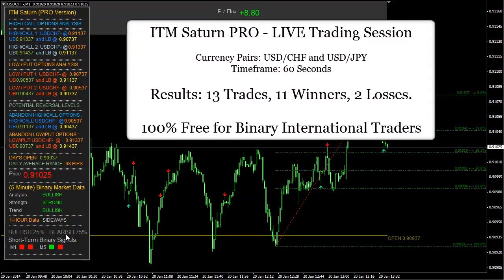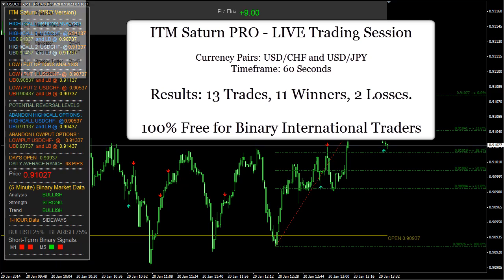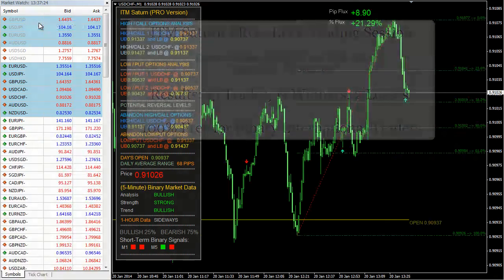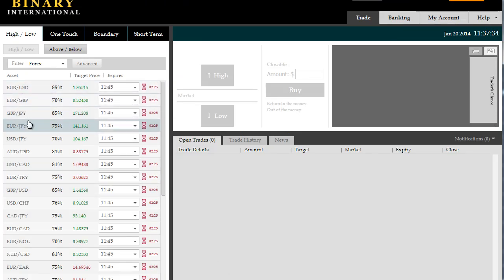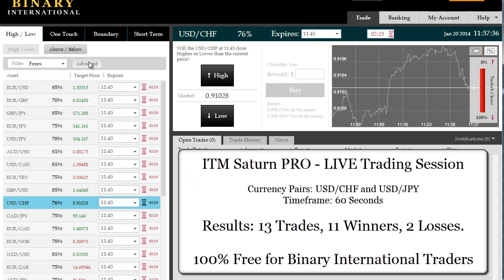Good morning. Today's session will include the US dollar Swiss franc and the US dollar Japanese yen. We're going to trade both pairs over a short time frame of 60 seconds and show how Saturn Pro trading in real time can achieve good positive equity. In fact, very good positive equity if traded consistently following the signal.